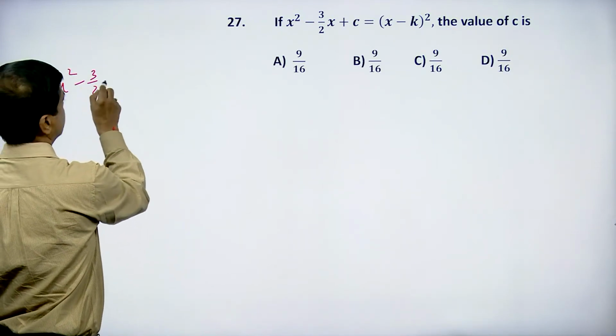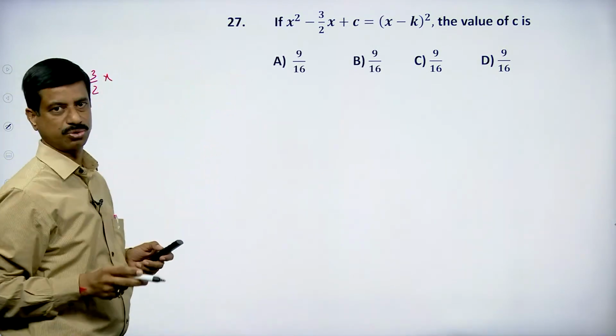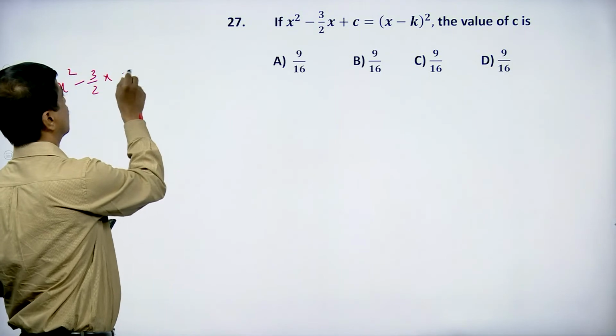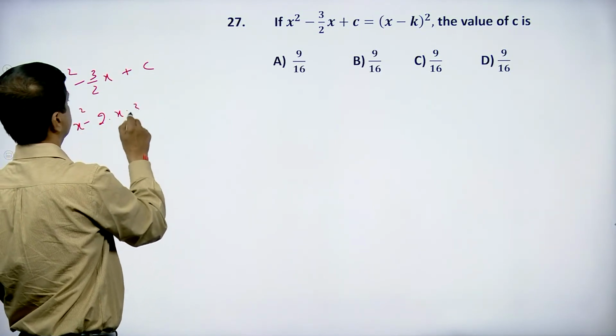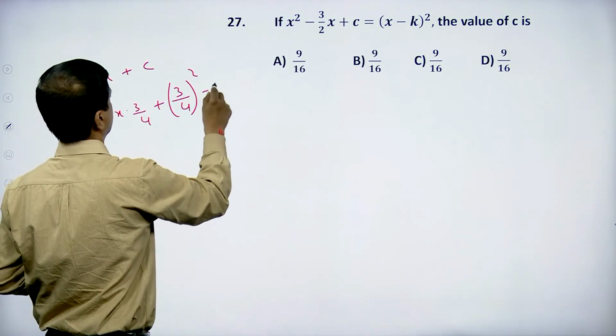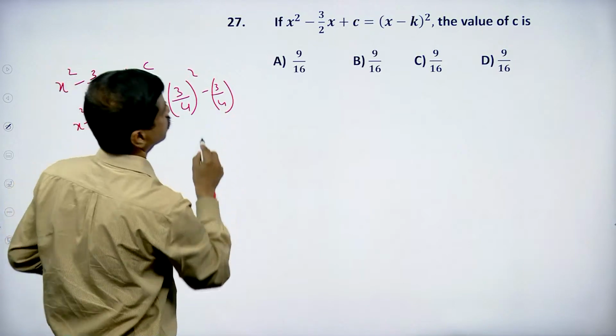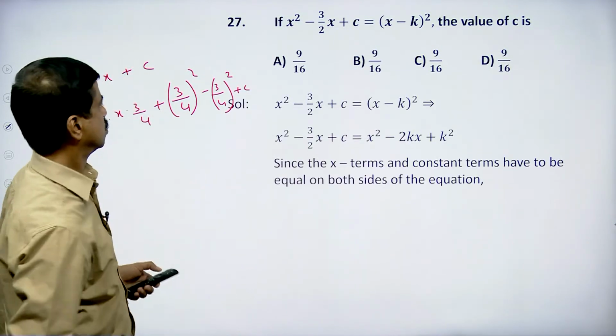So now look at this. x square minus 3 by 2 x plus c is equal to x minus k whole square, means I should write it in the form of a whole square. So x square minus 2 into x into 3 by 4. So I should take plus 3 by 4 whole square, minus 3 by 4 whole square also, plus c, like this.